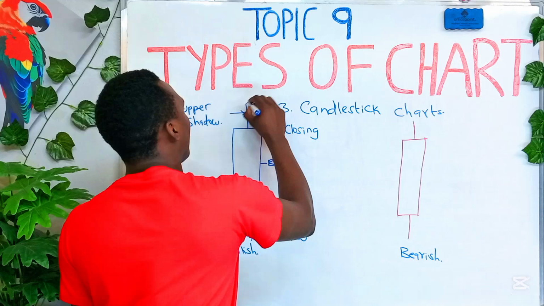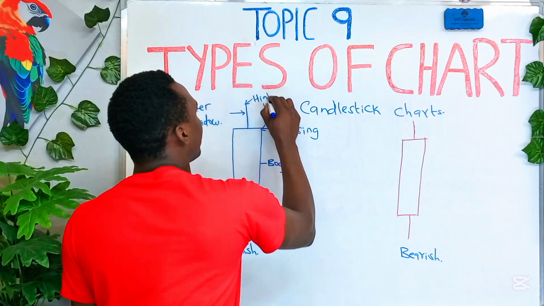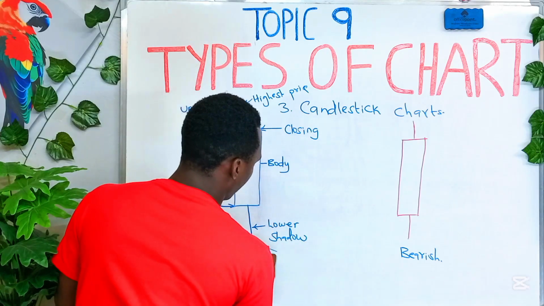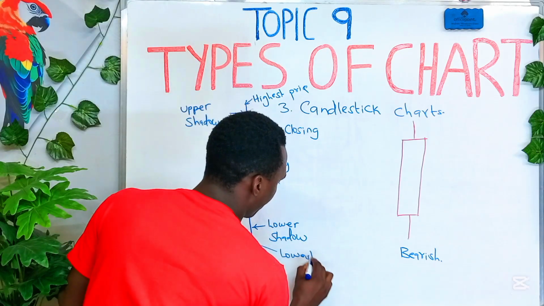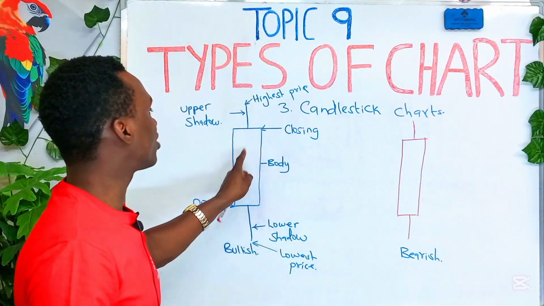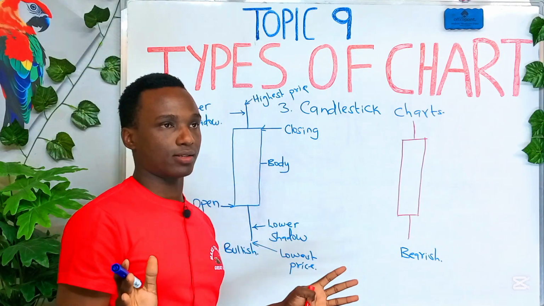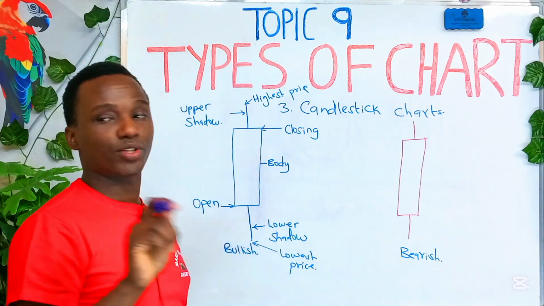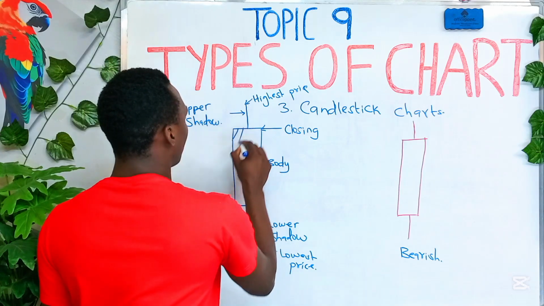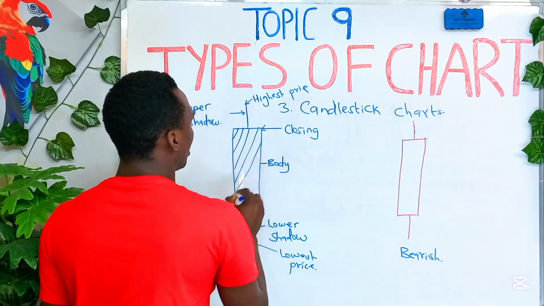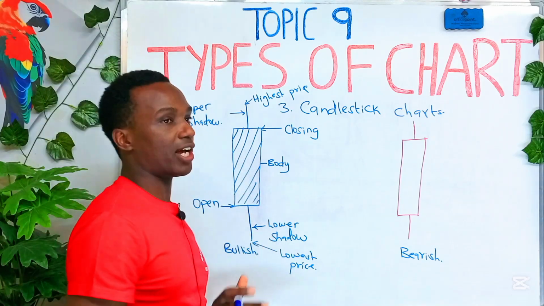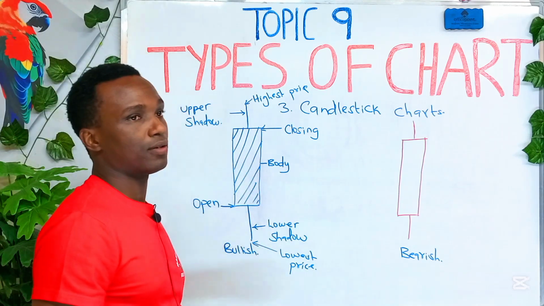This one is our highest price. And this one is our lowest price. So ideally, you can set these charts any color that you want. But mostly what you're seeing over there is green color. So this one you'll find most of the time it is shaded green. So when you see a green body on your charts, you know that that is a bullish candle.